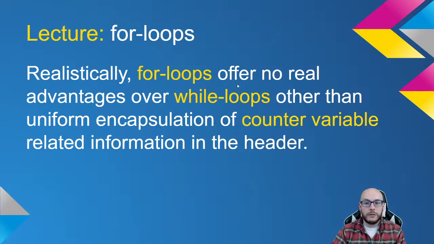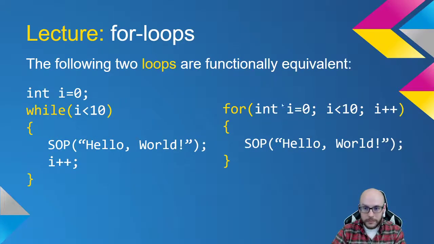Realistically, for loops offer no real advantages over while loops other than the uniform encapsulation of counter variable related information in the header. What do I mean? Everything pertaining to the counter variable, its initial value, the stopping point of the loop related to the counter variable, how we adjust the counter variable, it's all right here. And that's kind of nice.